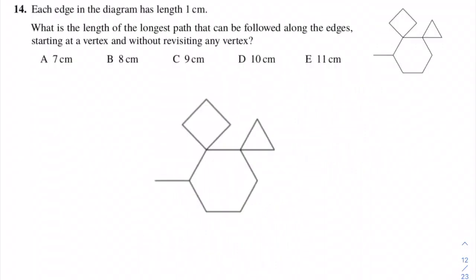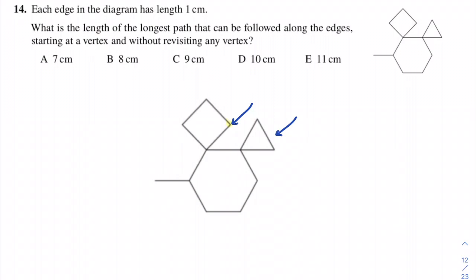Question 14. Each edge in the diagram has length 1 centimetre. What is the length of the longest path that can be followed along the edges, starting at a vertex and without revisiting any vertex? Okay, so for this question, we want to find a vertex which is furthest away from any other vertex. So one possible option would be starting from this vertex here, and then somehow getting to one of the vertices on this triangle.